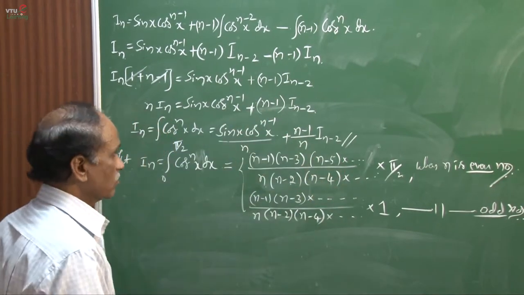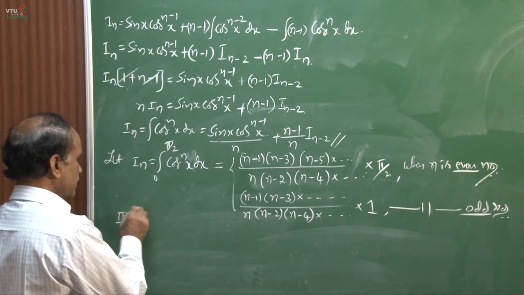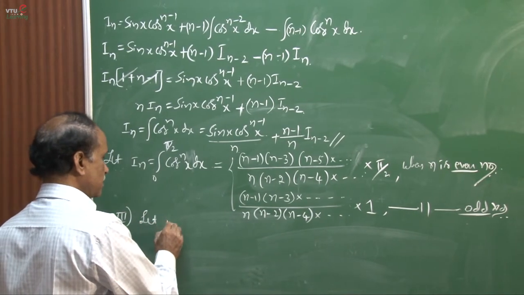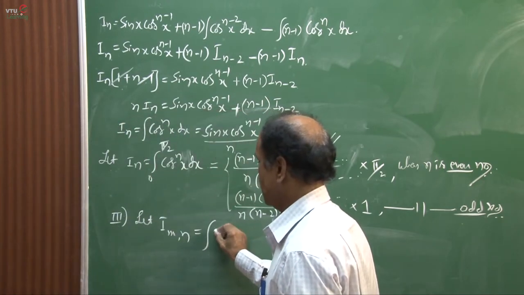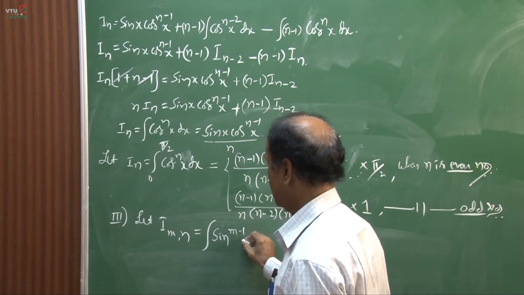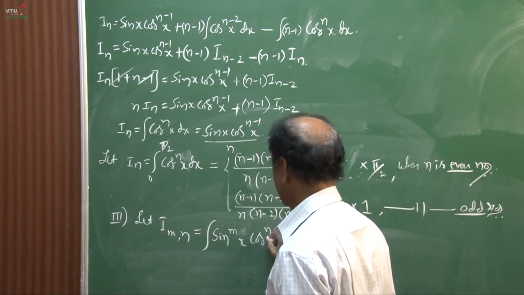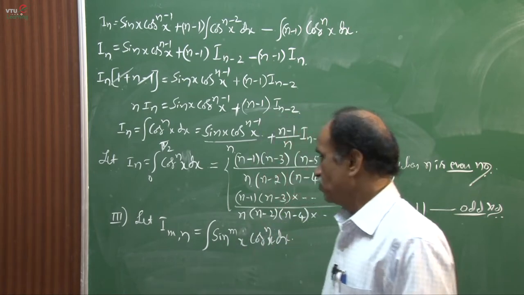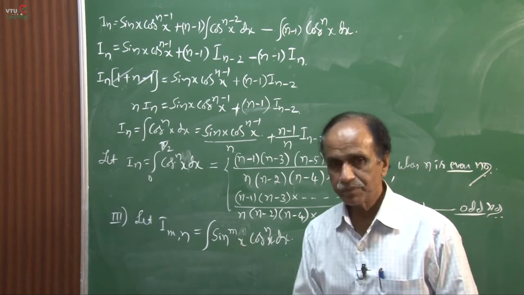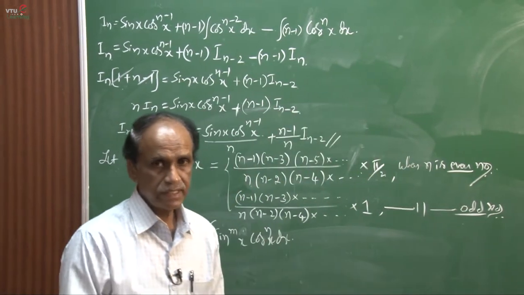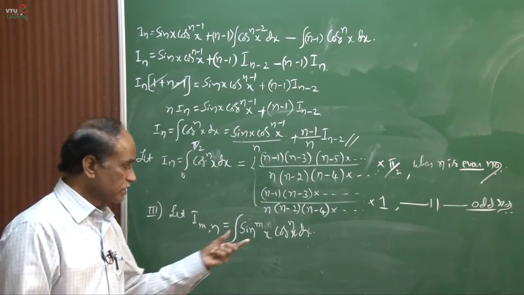This is the theoretical discussion; now remember these important formulas. One more result is there. Third case: let I m comma n be the integral of sine to the power m minus 1 x into cos to the power m x and cos to the power n x, dx. What is the reduction formula for this, and with limits? This is without limits, and with limits also we will try. Whenever we come across the product of sine and cos, we will use this result.